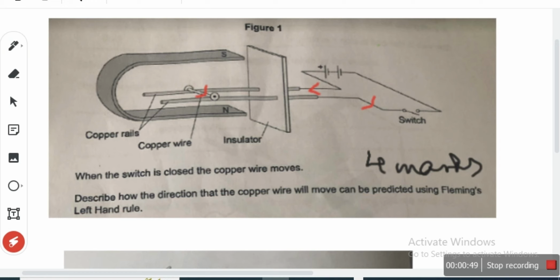First of all, anytime you are doing this, like I've always told you, you need to get the direction of the conventional current. Conventional current direction is from positive to negative. So you start from the positive side of the battery and walk round. That's the red line I showed you. Once you close this switch, current will flow from the positive side of the battery through these copper rails, then enters through the copper wire resting on the rails, and then flows into the other rail, back to the negative side of the battery. And the cycle continues. You get what I'm saying?